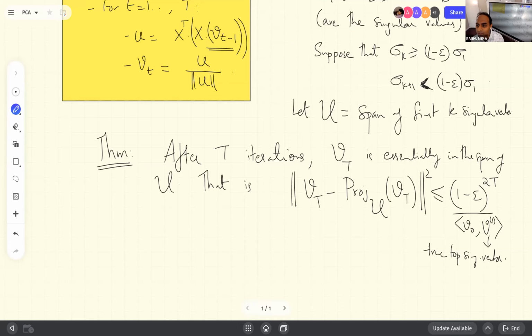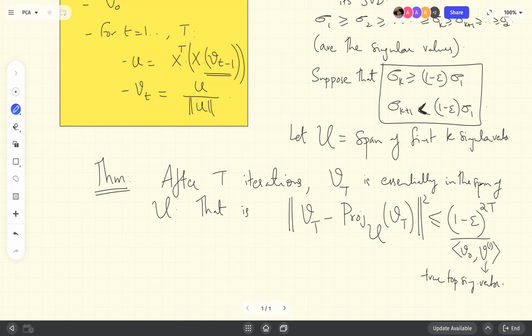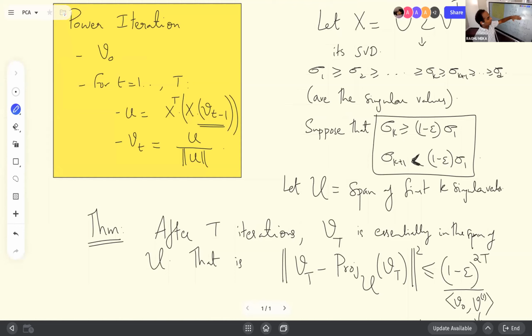There's a question: are we supposing these inequalities for sigma k and sigma k plus 1? Yes. So we're assuming that k is the index where there is a noticeable drop in the singular value. Why? If all of the singular values are exactly 1, then there's no notion of the top singular vector, right? Any vector will do equally well.